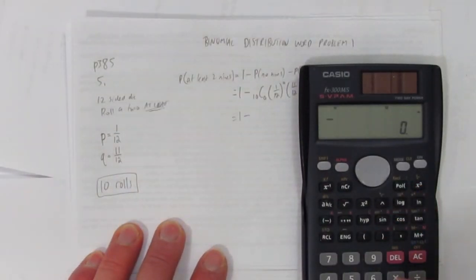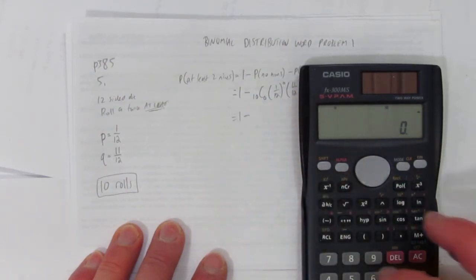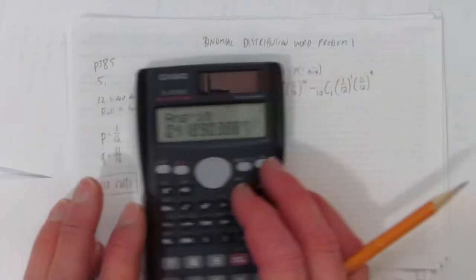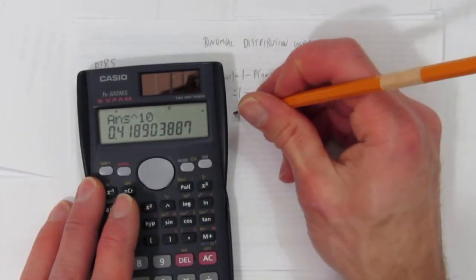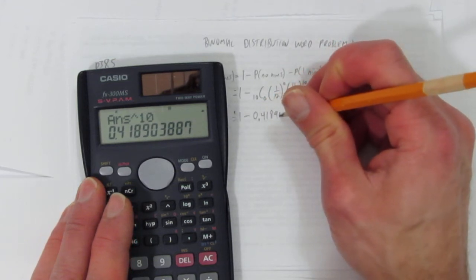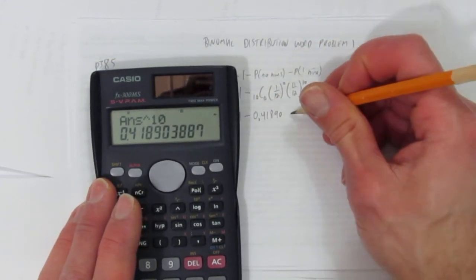What's 10 choose 0? That should be something you remember is just 1. Also, anything to the power of 0 is just 1. So we just go, what's 11 divided by 12, and then raise that to the power of 10. And we get, let's write that decimal down, put a rounding dot. Let's do 5 decimal places, 0.41890 approximately.